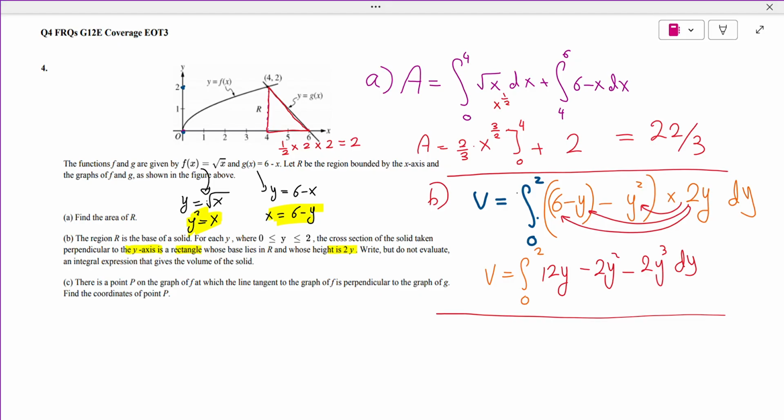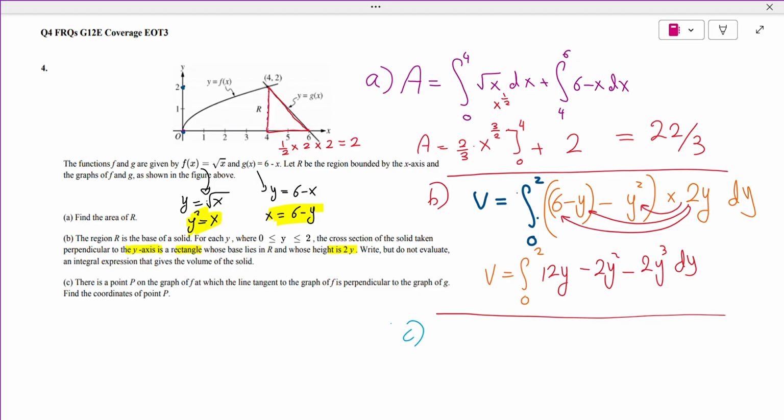Okay, so part C, what does it say? There is a point P on the graph of f at which the line tangent to the graph of f is perpendicular to the graph of g. Find the coordinates of point P.